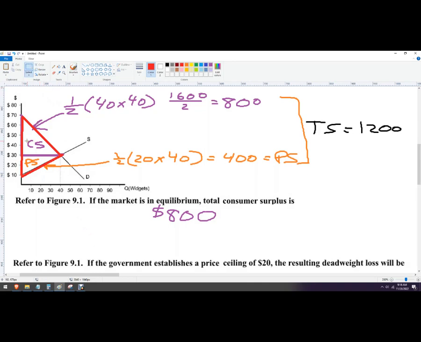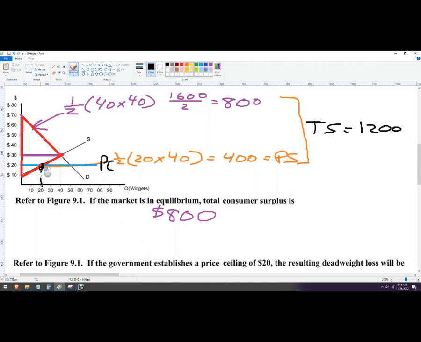Now, for the second question, the government sets up a price ceiling, which is a law that makes it illegal to charge any more than a certain price. And that price ceiling is going to be $20. So what we're going to do is draw a line at $20, and we're going to see how many units will be sold when that price ceiling of $20 is set up. This is the second one. So it's 20 units right here.